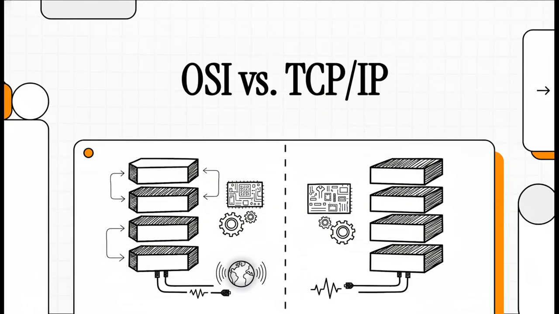All right, today we're going to pull back the curtain and look at the secret blueprints of the internet. We're talking about the two fundamental models that make our entire digital world tick. We're going to break down the OSI model and the TCP/IP model, see how they work, and figure out which one is actually running the show.